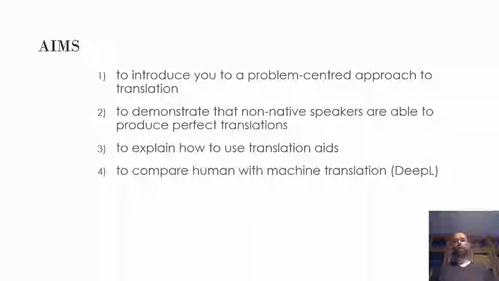The second aim is to demonstrate that even as a non-native speaker, you should be able to produce a perfect translation if you know how to go about it. Third aim, to explain how to use translation aids. So as we go along, I'll be pointing out how to use some of the typical translation aids found on the web. And then fourthly, we're going to look at machine translation, at how well DeepL, for instance, one of the translation engines that are freely available on the web, compare with human translation.